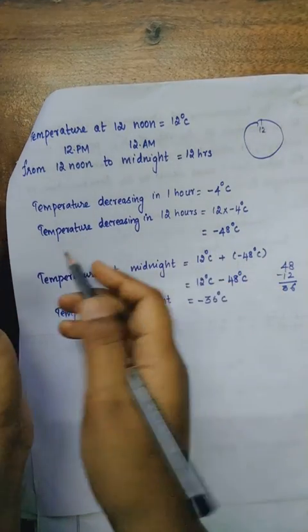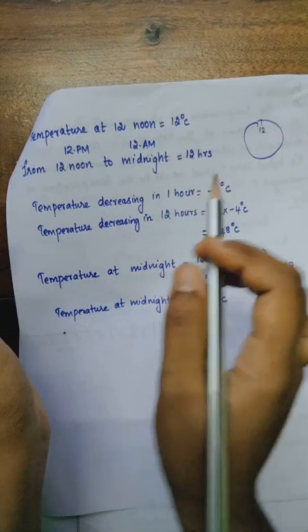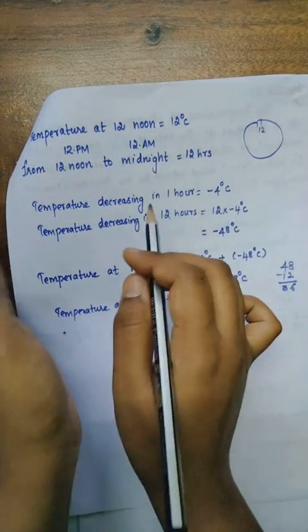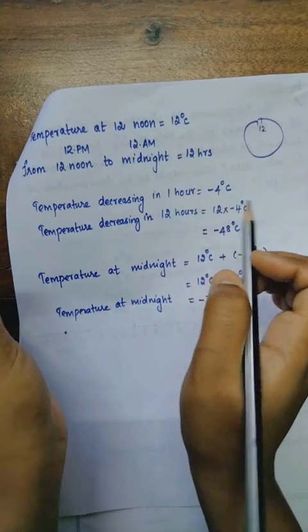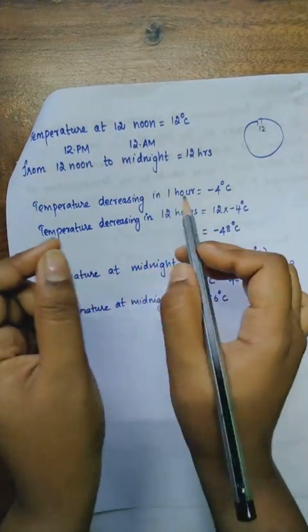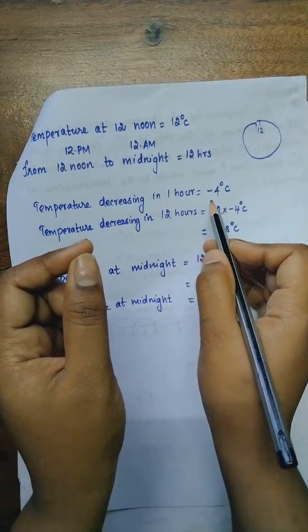Next, the temperature decrease in 1 hour is given in the question, that is minus 4 degrees Celsius. So the temperature decrease in 1 hour is minus 4 degrees Celsius. Next, the temperature decrease in 12 hours. For 1 hour, it is decreasing by minus 4 degrees Celsius.